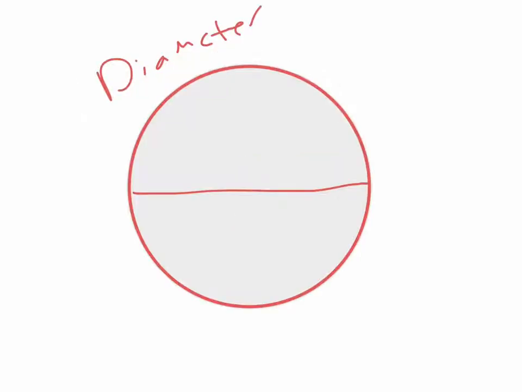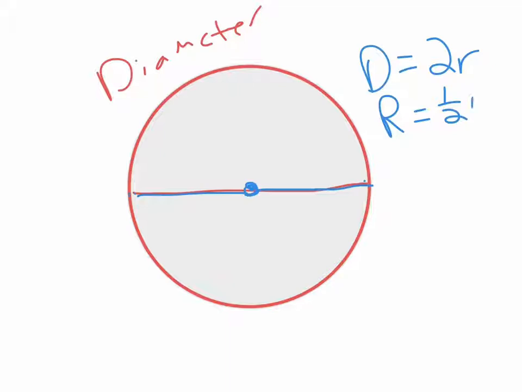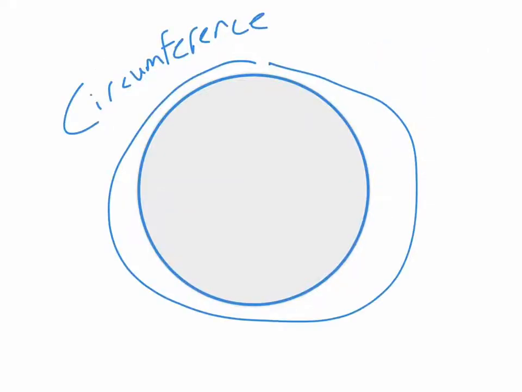Now we have the diameter. The diameter is any segment that has to go through the center of the circle. It goes from one side to the other side, so it goes all the way through. So technically, your diameter is equal to two radiuses, because this is one radius here, and this is one radius here. So diameter is equal to two radius. So your radius is going to be equal to half a diameter. So it's half the diameter, or radius is equal to diameter divided by 2, because it's only half of the distance. Okay?